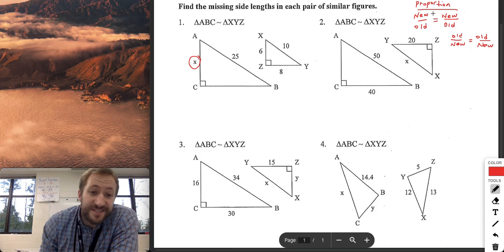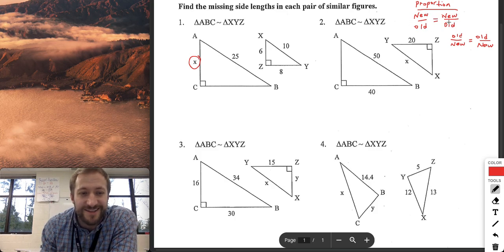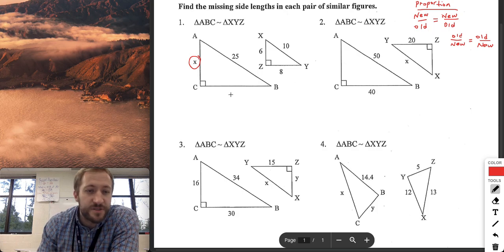So just for consistency's sake, I'm just going to do this top one because that's what we did all day in class today. All right, new over old equals new over old. So let's go and set one up. Let's see, x, and whenever I find the new versus the old, I'm looking for corresponding sides. And corresponding just means the same location on the other figure. So x looks like the same location in the other figure is 6. So we have x and 6.